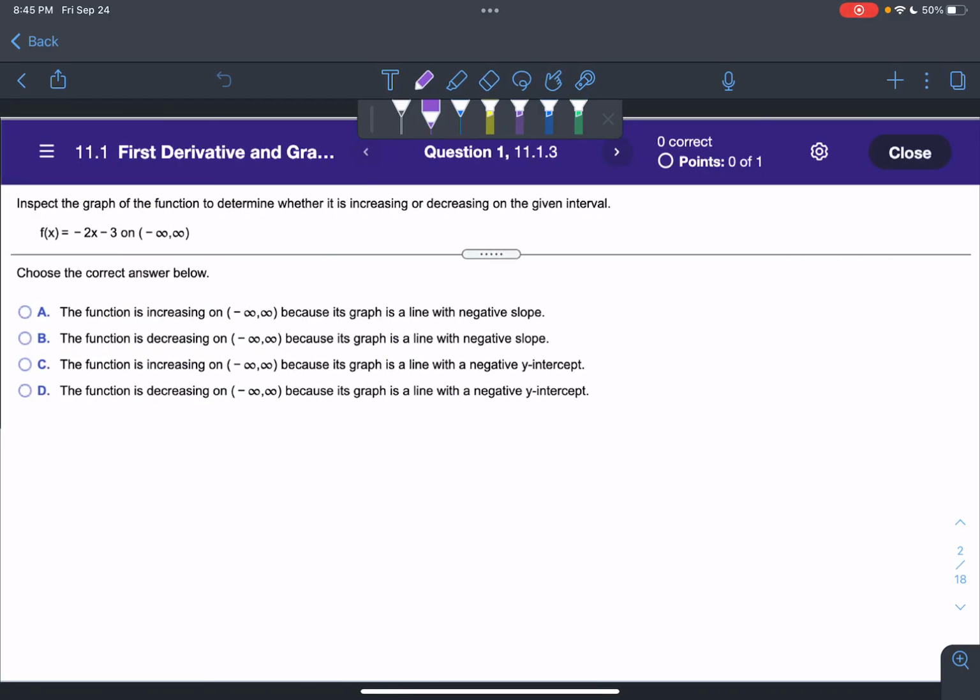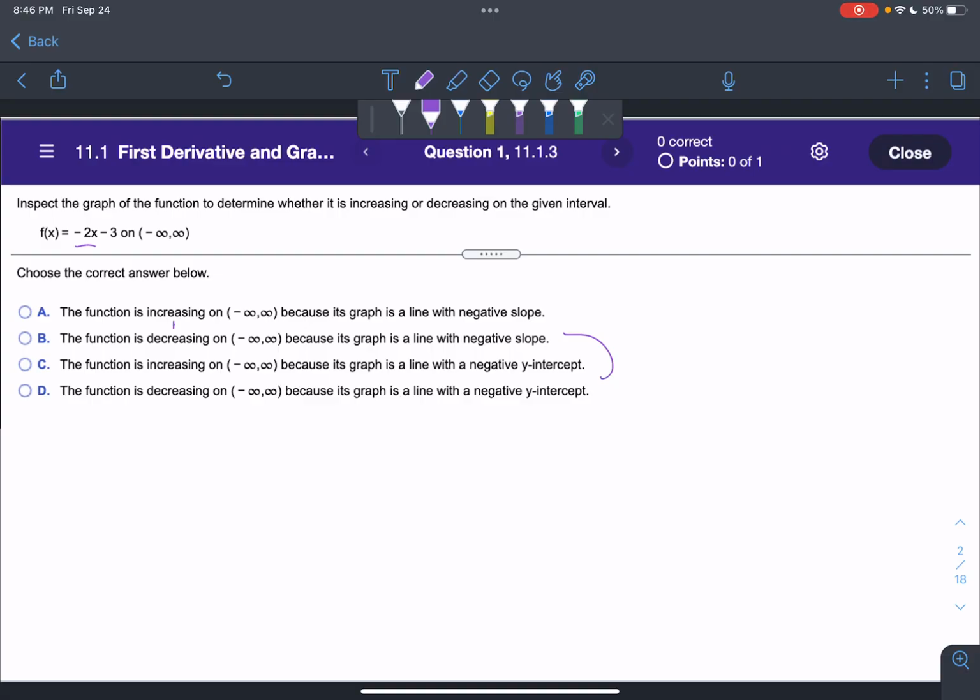Okay, so we have a function that's a line, 2x minus 3, that's a linear function. And we want to determine if it's increasing or decreasing on the interval. So notice these are all the same except for whether it's increasing, decreasing, and the reason. So we have to decide which one.